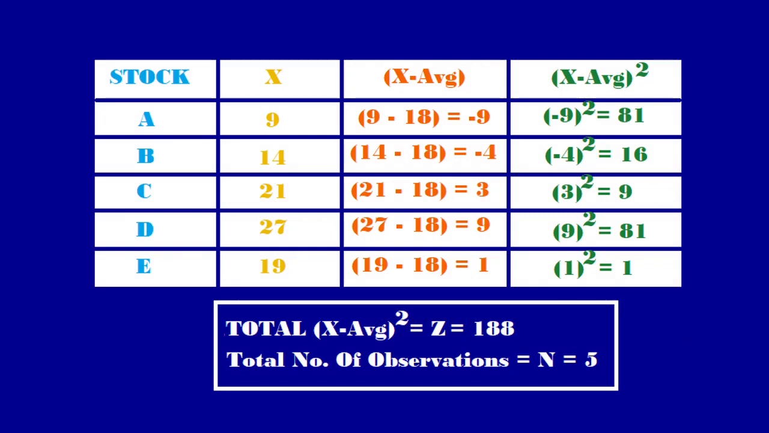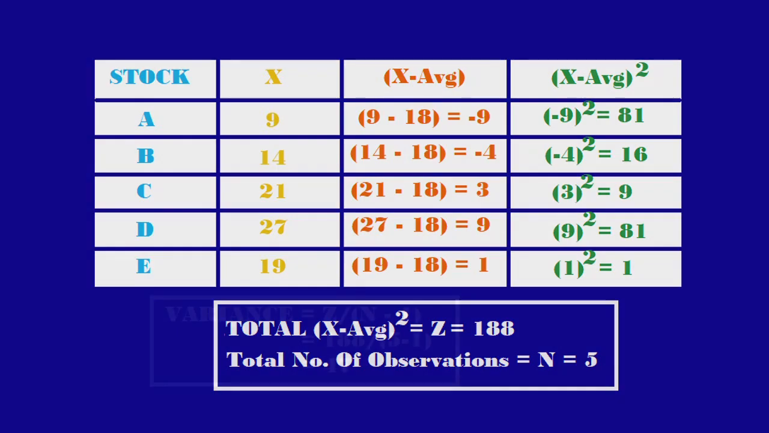Step 4. You have to find the total of all these square values. So, in this case, the total of all the 5 values of 81, 16, 9, 81 and 1 gives 188 as the answer. Suppose we denote this total value of 188 as Z, and the total number of observations for the 5 different stocks as N.